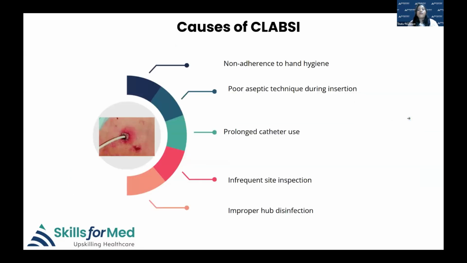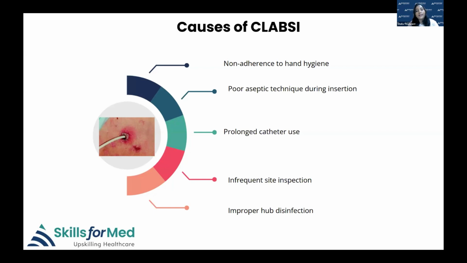So what are all the causes of CLABSI? You should know: non-adherence to hand hygiene. If you are not following the hand hygiene protocols properly, then there comes the cause for CLABSI. Second, poor aseptic technique during insertion. Even though it is done at the bedside, and we are not taking the patient to the operation theatre, it's a sterile procedure. You have to follow strict aseptic technique during the insertion.